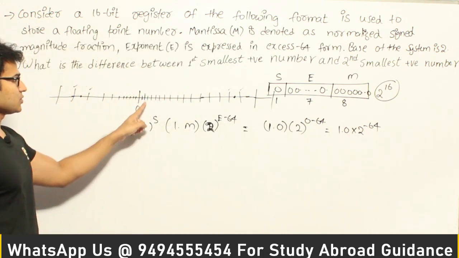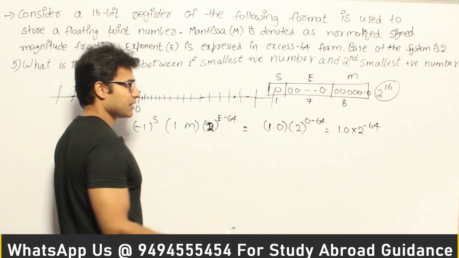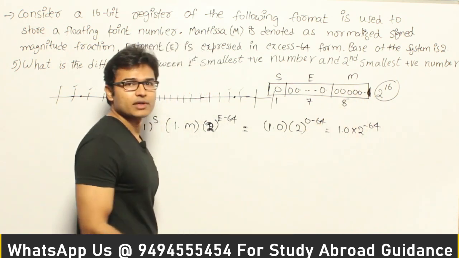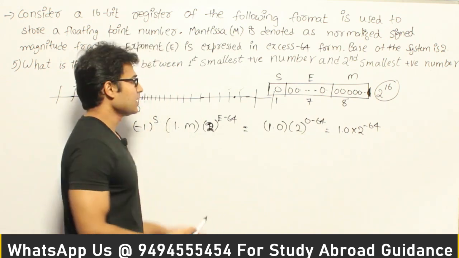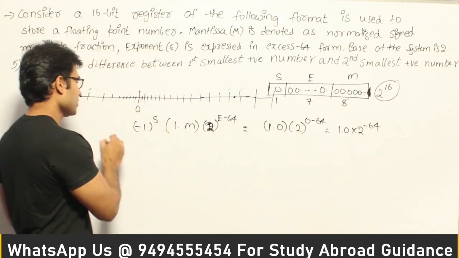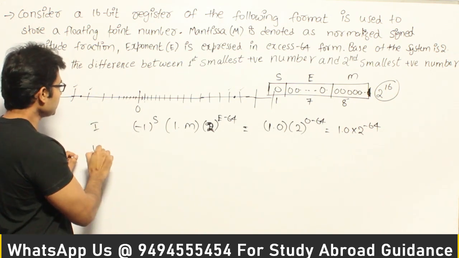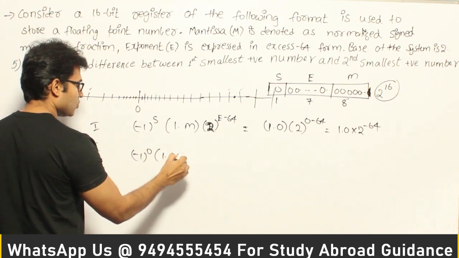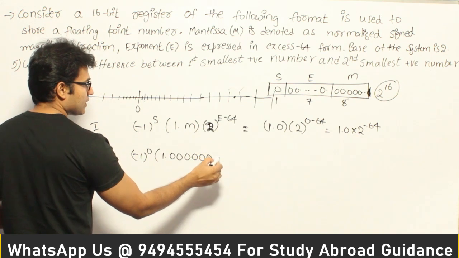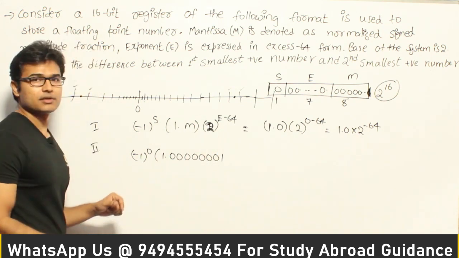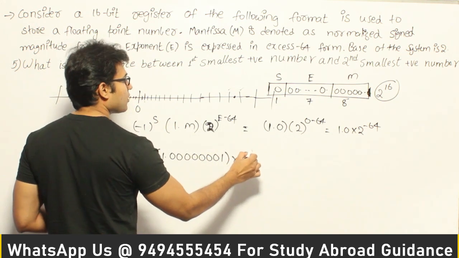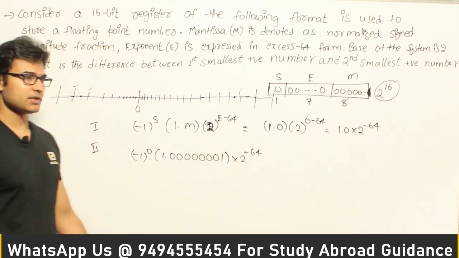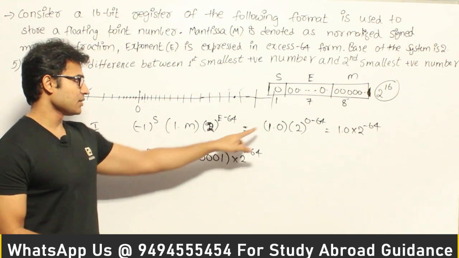Now what is the second smallest positive number that can be represented? In order to get the second smallest positive number, you are supposed to put 1 here, that's it, in the end. So 7 zeros followed by 1. So then what will be the number? Let's say this is the first smallest. The second smallest is going to be minus 1 power 0 into 1.00000001 (1 followed by 7 zeros and a 1) into 2 power minus 64, which is the second smallest number. Why? 0 minus 64 is 2 power minus 64. So this is the second smallest number and this is the first smallest number.